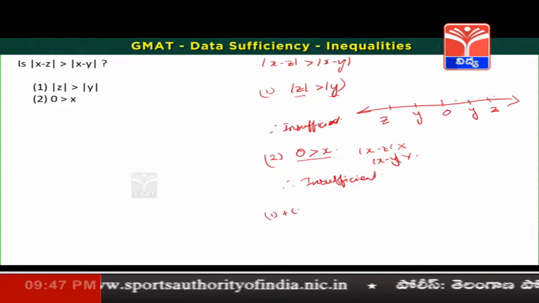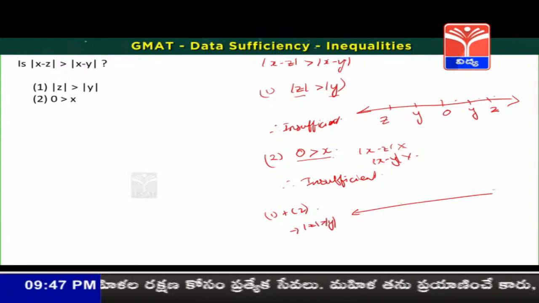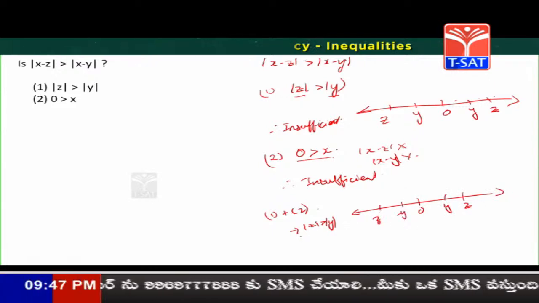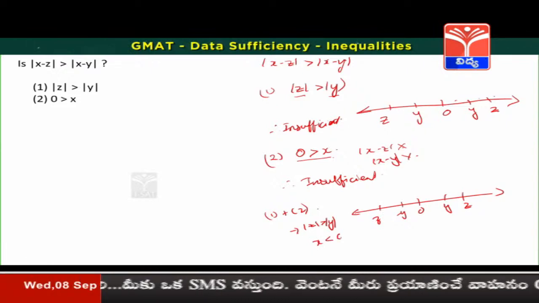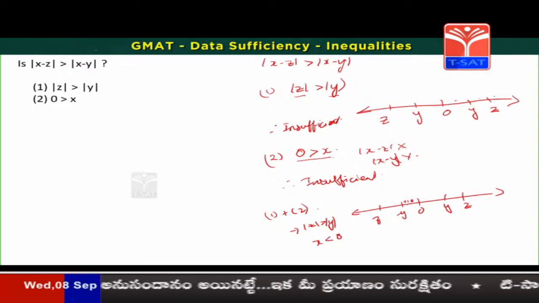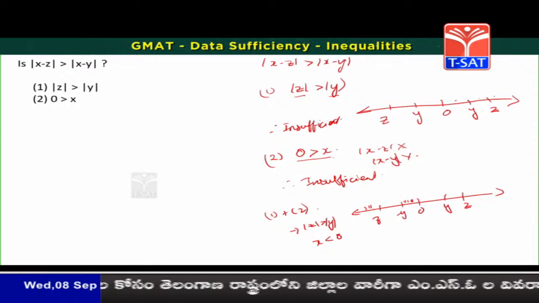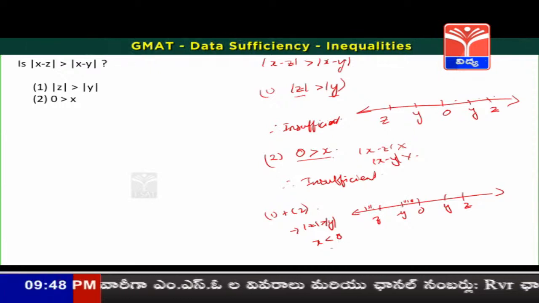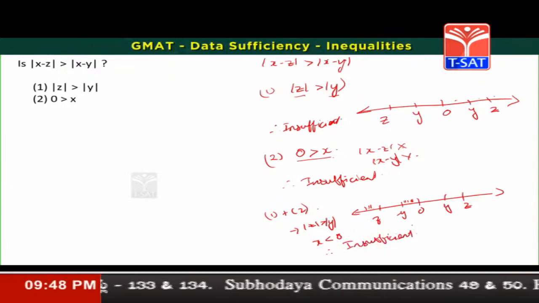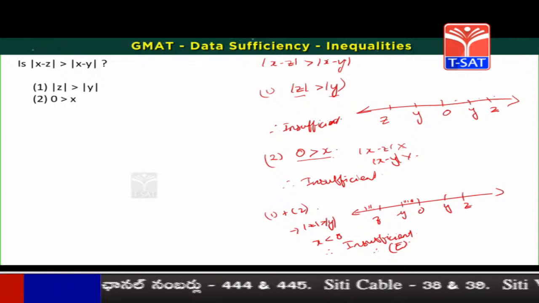Statements 1 and 2 together: it says that mod z is greater than mod y, so either y is here and z is here, or y is here and z is here, and x is less than 0. So x can be anywhere on this side of the number line. If it is in this area, then the distance from y will be greater than the distance from z. But if it is in this area, the distance from z will be greater than the distance from y. Therefore, even together they are insufficient to answer whether mod of x minus z is greater than mod of x minus y. So the answer is option E, when both statements together are also insufficient to answer the question.